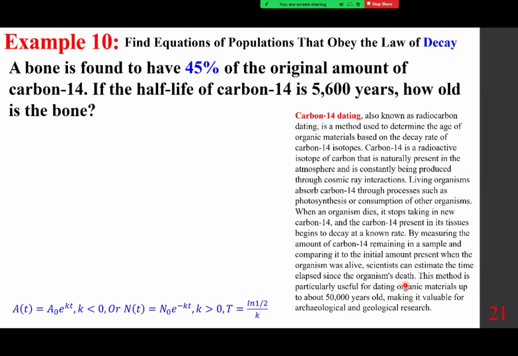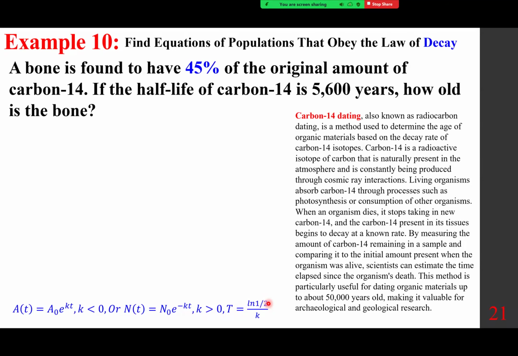and geological research. There are other methods being used nowadays, but this is one of them, a scientific methodology. So we have A of t equals A sub 0 e to the power of kt. If k is less than 0, it's a decay, or sometimes they use minus kt. It depends whether you use the negative or not, and t becomes ln of 1/2 over k. Let me go through the process for you.